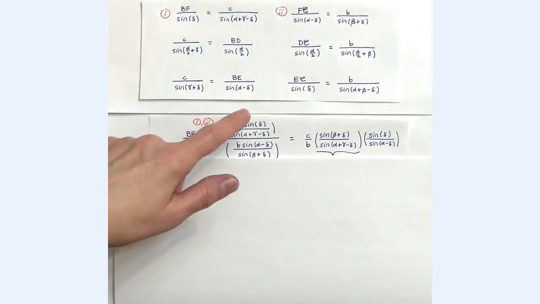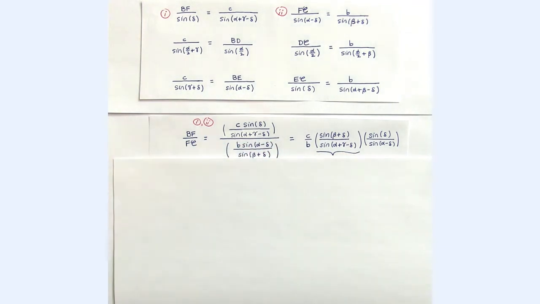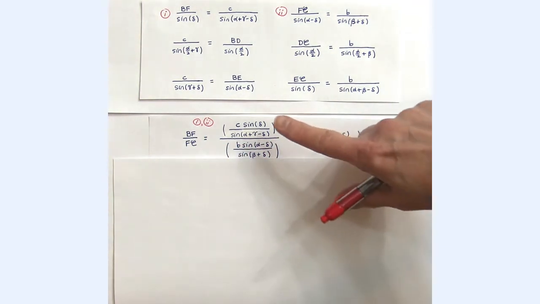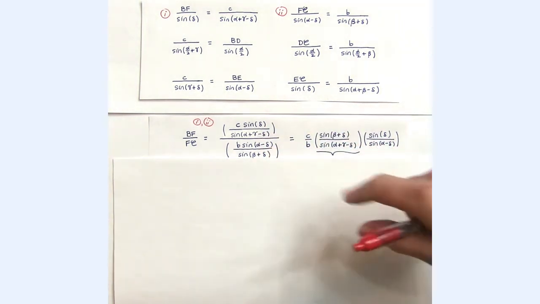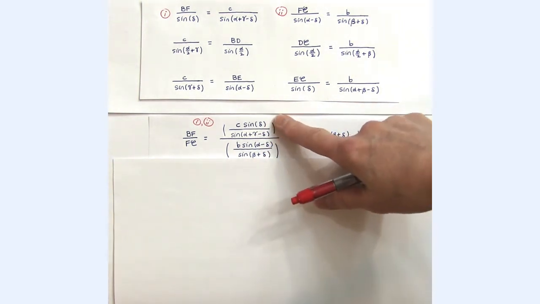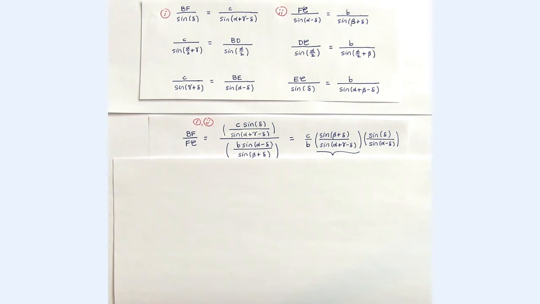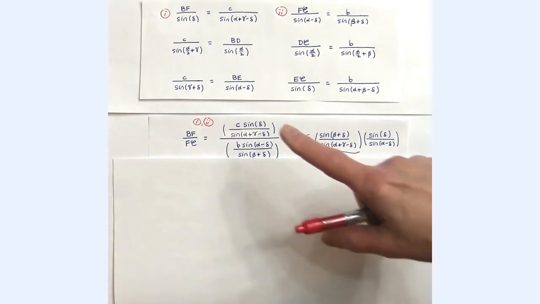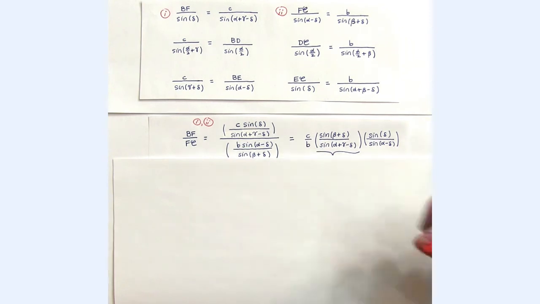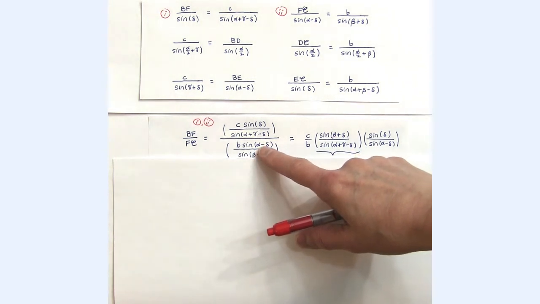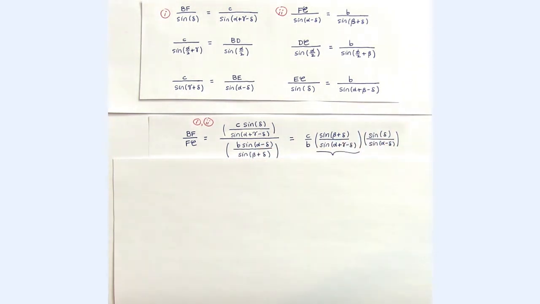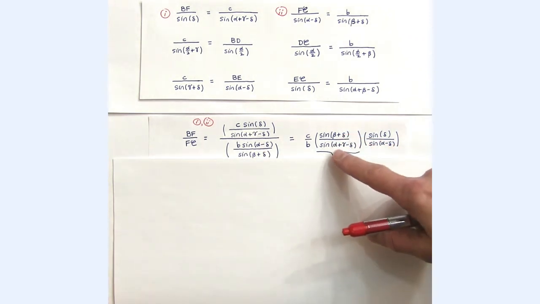Then I can simplify this stack of ratios like this. So this ratio over this ratio is the same as this ratio times the reciprocal of this ratio. And so we will get C over B and the sine of delta over the sine of alpha minus delta, and this part becomes the sine of beta plus delta over the sine of alpha plus gamma minus delta.